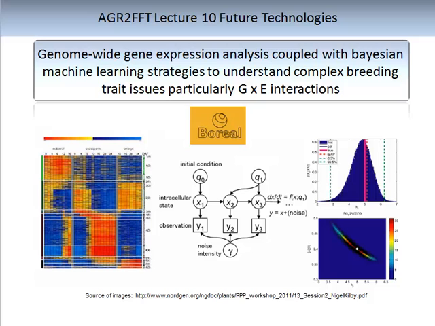Well, biomathematicians and biostatisticians have been working on this problem for several years, and one of the outcomes of a lot of this research is the technique to apply something called Bayesian machine learning strategies to this data in order to give you data that makes sense.